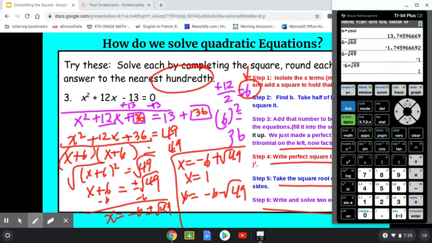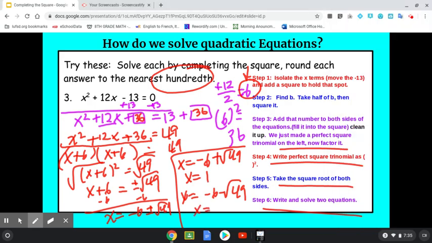And then you're going to go back to your calculator. You're going to do the same thing. We're going to do negative 6 minus radical 49, and you're going to get negative 13. So you get x equals negative 13. So your two solutions here are going to be 1 and negative 13. They're not irrational, so you don't need to round them. But notice how we were able to factor this originally. I don't know if anybody noticed that, but that's factorable. And we could have done it by factoring, but you could also do it by completing the square.